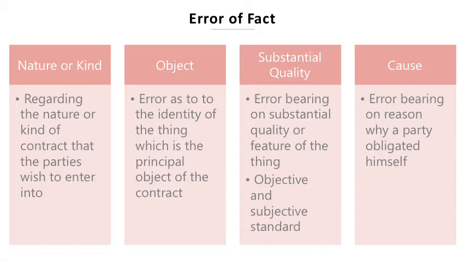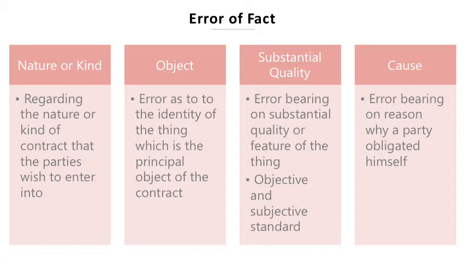An error bearing on substantial quality of the feature or the thing is evaluated on an objective and subjective standard. An objective standard is more likely to lead to nullity. And when we're talking about the substantial quality of the thing, the objective standard is evaluating it as a reasonable person would: whether a reasonable person would be displeased with the quality of the object they receive.